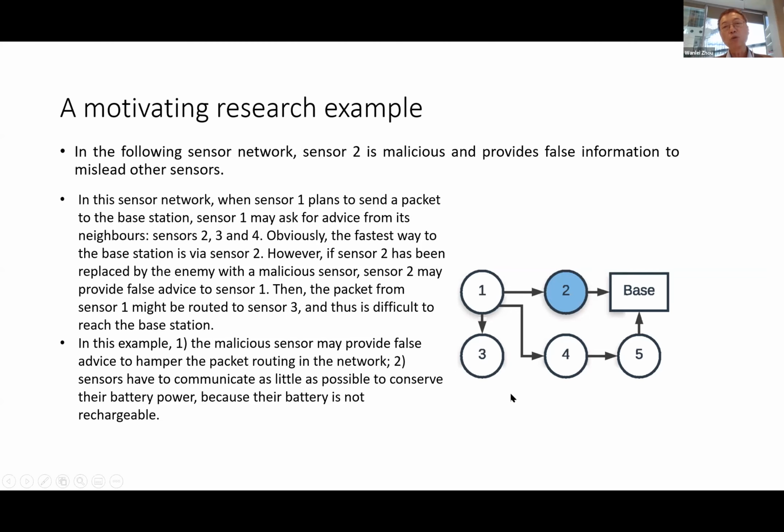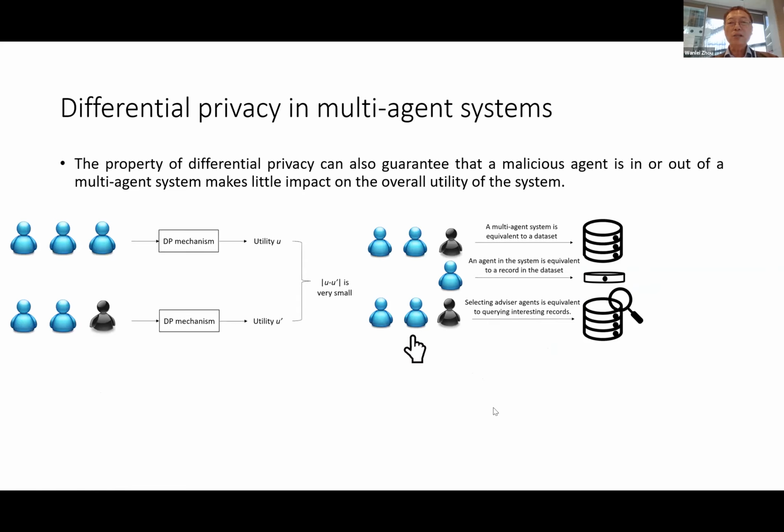So how do we avoid this kind of malicious agents in sensor networks? This sort of action is what we are trying to do. What we are trying to do is to look at this using DP, differential privacy. One of the properties of DP is that it can guarantee that whether a malicious record, a malicious agent, is in or out of the system makes little difference, little impact on the overall utility of our system.